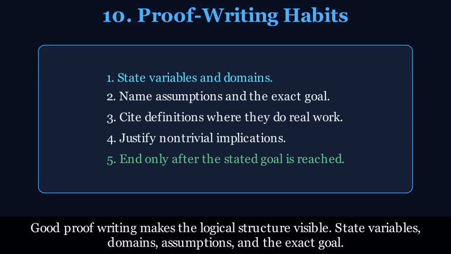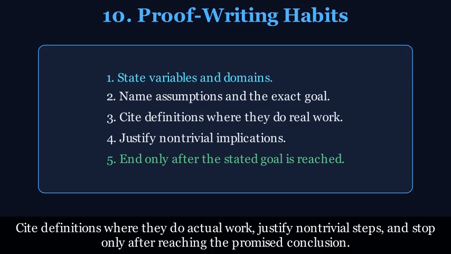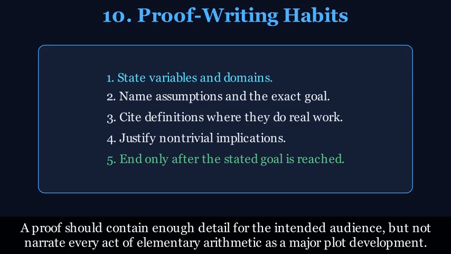Good proof writing makes the logical structure visible. State variables, domains, assumptions, and the exact goal. Cite definitions where they do actual work. Justify non-trivial steps. And stop only after reaching the promised conclusion. A proof should contain enough detail for the intended audience, but not narrate every act of elementary arithmetic as a major plot development.